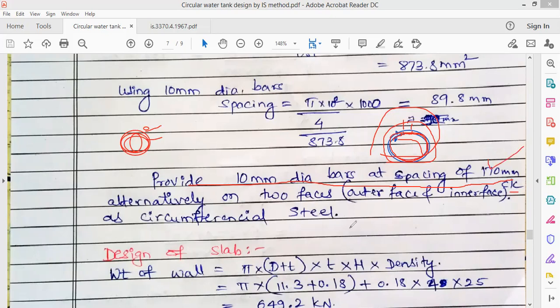So I think you got this. From the detailing of the steel you will obtain this. So this is now about the tension reinforcement, that is the hoop reinforcements. So after this we'll go for the slab design.